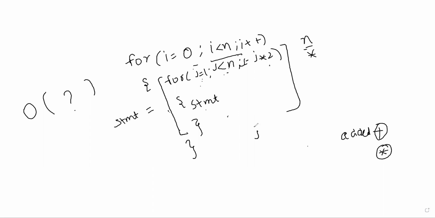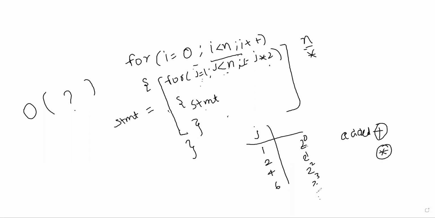So what are the values of j? What is the value of j for the first time? 1. Second time? What is the value of j for the second time? 2, right? What is the third time value? 4. Yes, 1, 2, 4, 8. So how can we express this? 2 power 0, 2 power 1, 2 square, 2 cube, and so on.